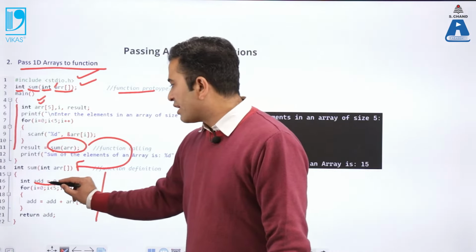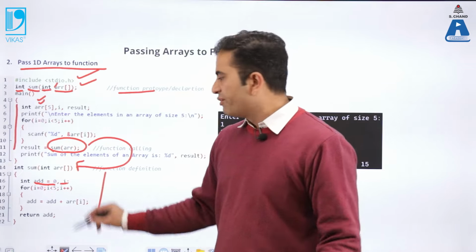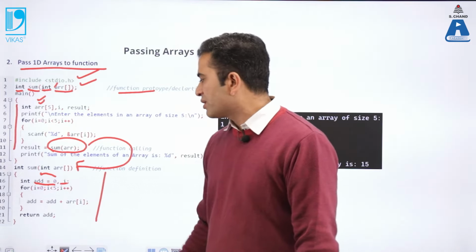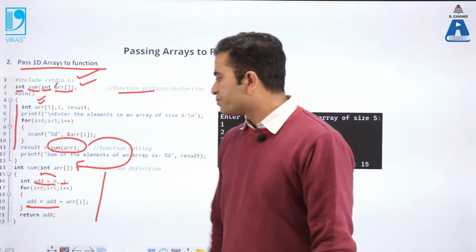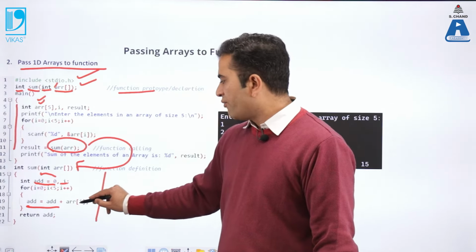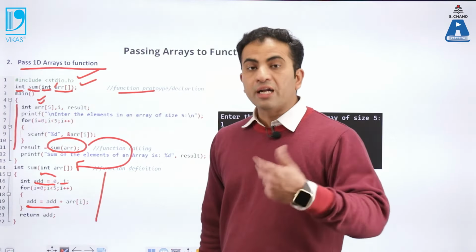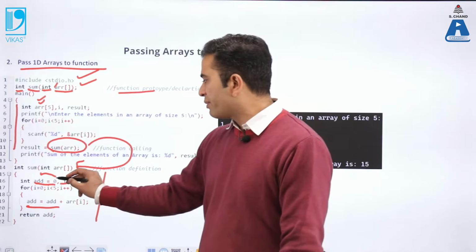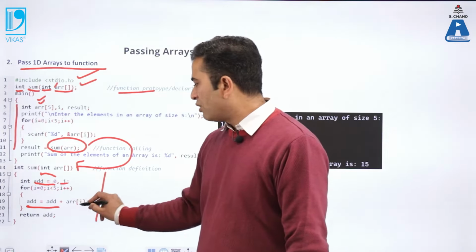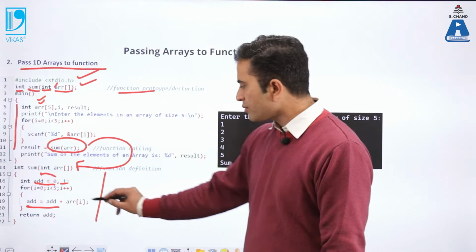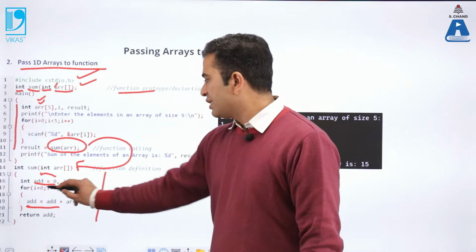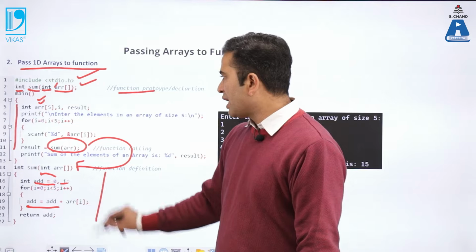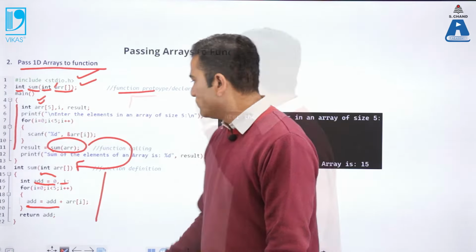We have initialized the variable add with 0. If we do not initialize add with 0, what happens? In this particular step, the values of ARR will be added with the garbage value. So we have to remove the garbage value and initialize the variable with 0. Now this particular value will be added with 0 first. ARR of i is ARR of 0. ARR of 0 is what? This is an array.